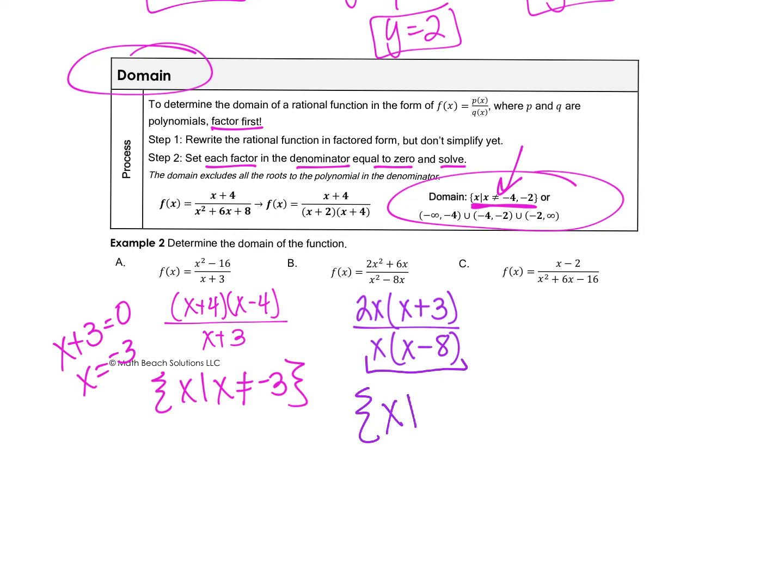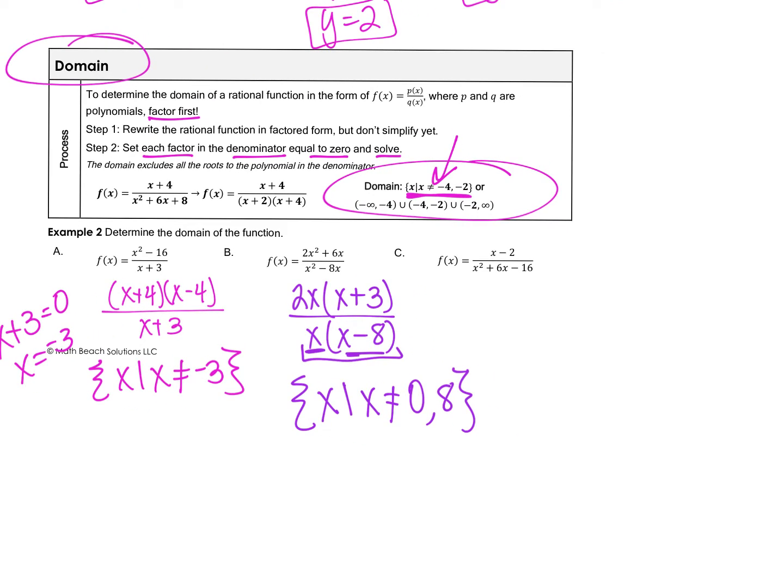So the set of all x's, and your x cannot equal. Here's this piece. If we set it equal to 0, that would be 0. Here's this piece, and that would be an 8. So 0 and 8 would make the denominator 0, which is undefined. So all real numbers except 0 and 8 would be your domain of this rational function.